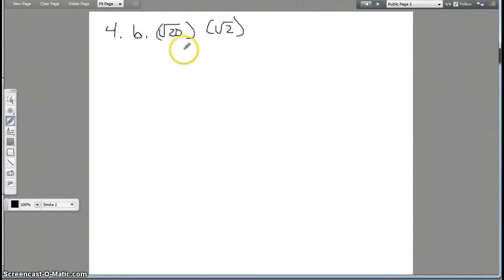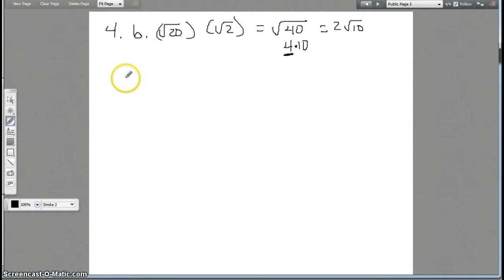Everything is inside of a square root, so we can multiply everything together. So this is equal to the square root of 40 because 20 times 2 is 40. Now, anytime you have a square root, you always want to look at that and say, is there a square factor in that square root? We can write 40 as 4 times 10. 4 is a square factor. So if we pull the 4 out of here, the square root of 4 is 2, and then we're left with a 10 inside the square root. So our answer is going to be 2 square root 10.